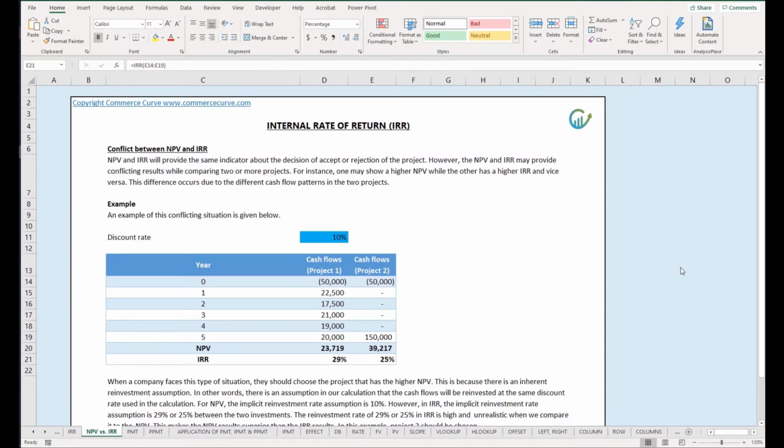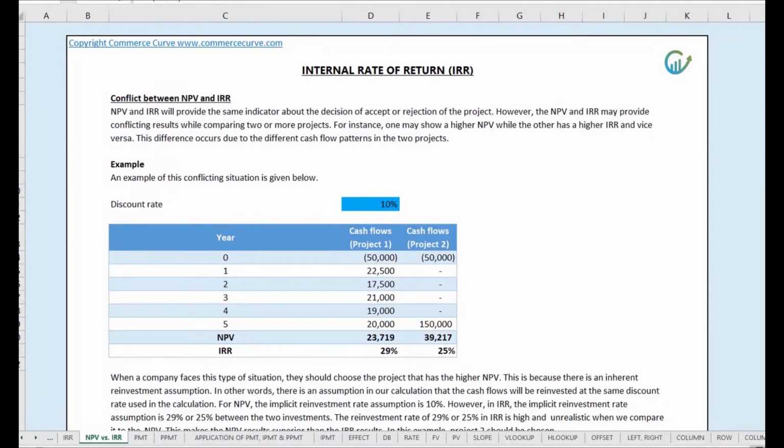In this example, we're going to review the conflict between NPV and IRR when they produce differing results and we need to choose between two different outcomes. NPV and IRR will provide the same indicator about the decision of acceptance or rejection of the project. However, NPV and IRR may provide conflicting results when comparing two or more projects.